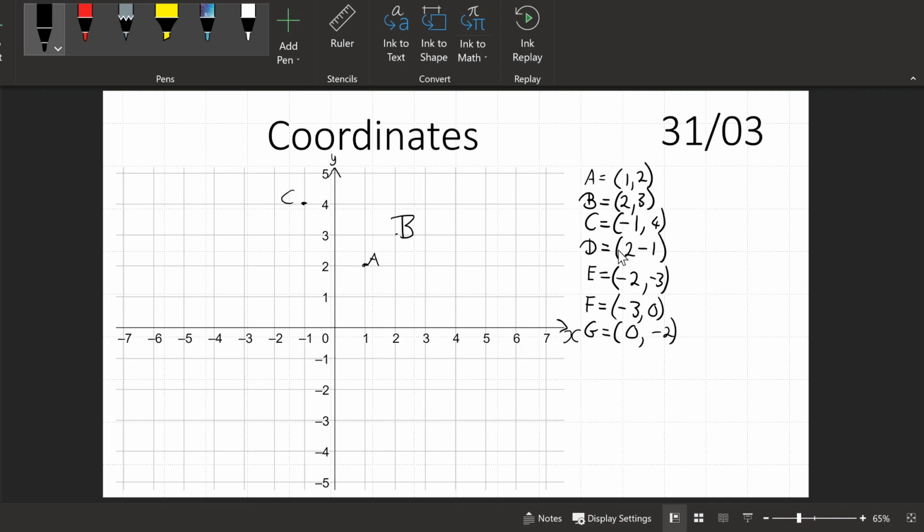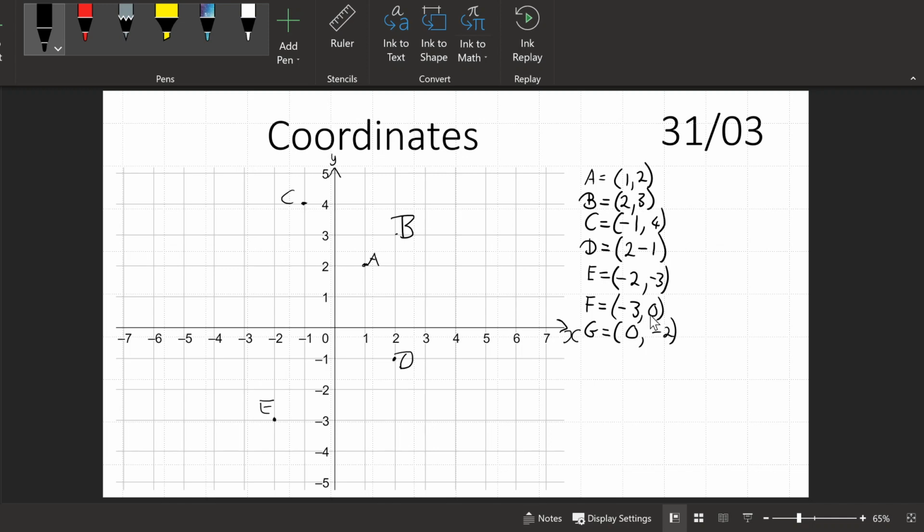D, okay, positive X value, negative Y value. So should be in the fourth quadrant. 2, and then down 1. Perfect. So that'll be D for ourselves. Next one, E, -2, -3. So 2 into the negatives, 3 down. So there we go. E.